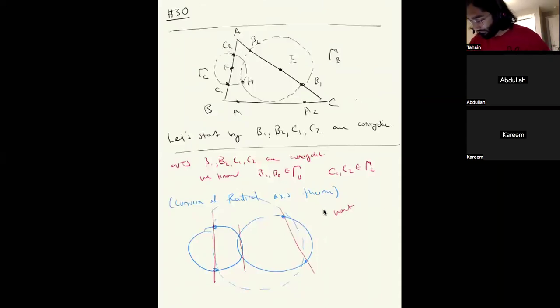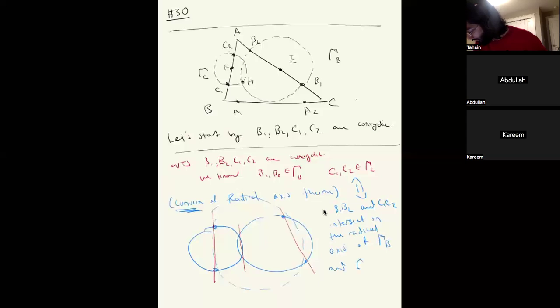Yes. So okay, what is the whole point? The point is that radical axis tells you that, what we're trying to prove, so this is the converse of the radical axis, tells you that showing that B1, B2, C1, C2 are concyclic is equivalent to saying that B1 B2 and C1 C2 intersect on the radical axis of gamma B and gamma C. Okay, this should be easy to show.